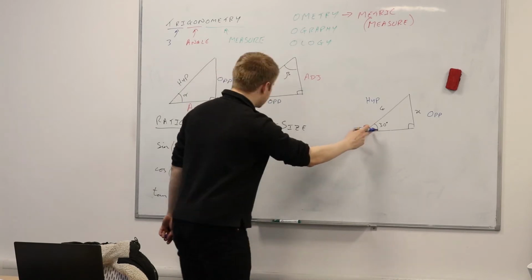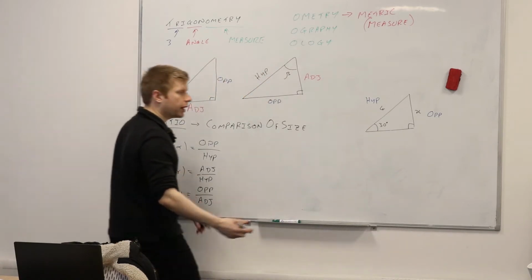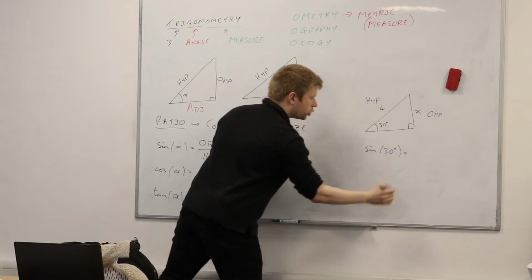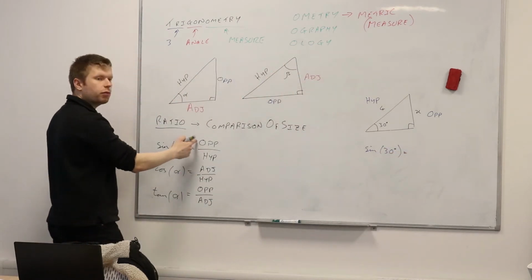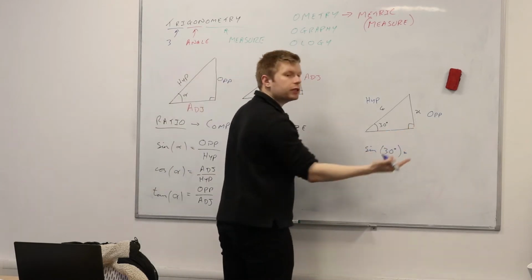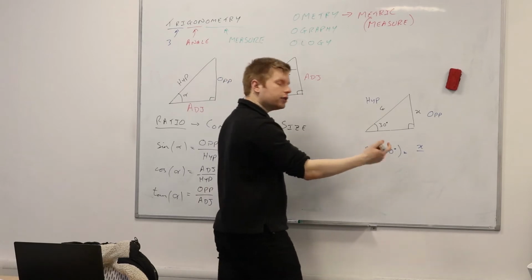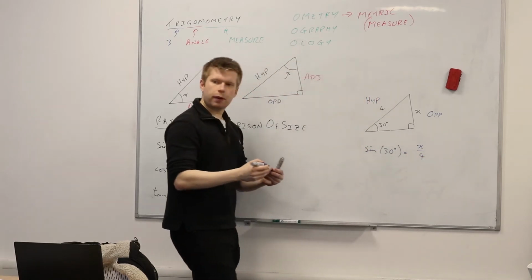So what I would say is that sine of my angle, what's my angle in this case? Good. Should be equal to the comparison of my opposite and hypotenuse. Well, my opposite I don't know. My opposite is x. My hypotenuse I do know, it's 4. So let's come back to this.